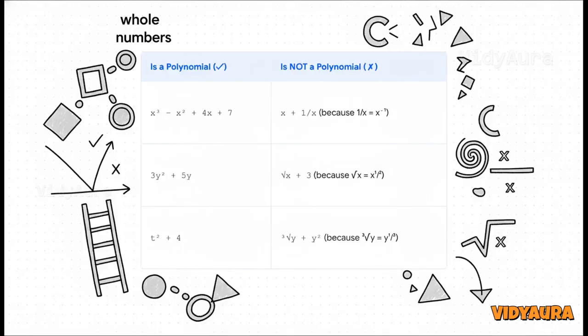This table shows the rule in action. On the left, you've got your valid polynomials. See the powers? 3, 2, 1, all good. They're whole numbers. But now look really closely at the right side. The expression 1 over x is really just x to the power of minus 1. Since negative 1 is a negative number, nope, it's not a polynomial. Same thing for the square root of x. That's the same as x to the power of 1/2. Again, it's a fraction, so it's out. This is a super common trap in exams, so make sure you really get this difference.